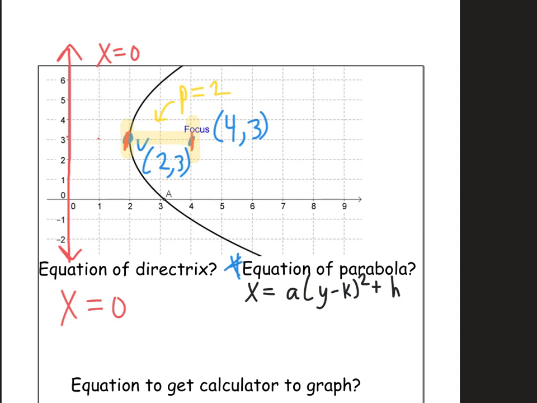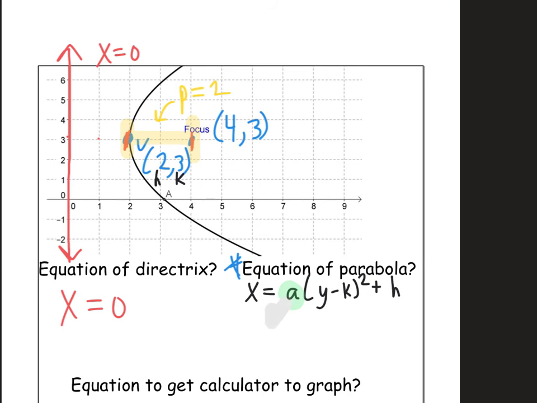All right, so let's think about that. We know, here's our h and our k from the vertex. So I know it's going to be y minus 3 squared plus 2. I just need to, like we did in the last problem, find this value of a. And we know to find a, we need to use p. Okay, so let's do that.